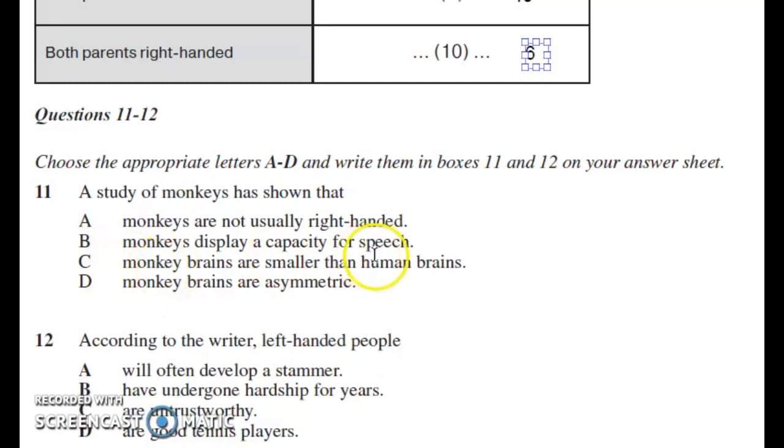So our B option is already eliminated. Monkeys display a capacity for speech. We know from the passage that they don't show the capacity for speech. So strike through the B option. Now we have three options remaining. Let's find out in the passage.